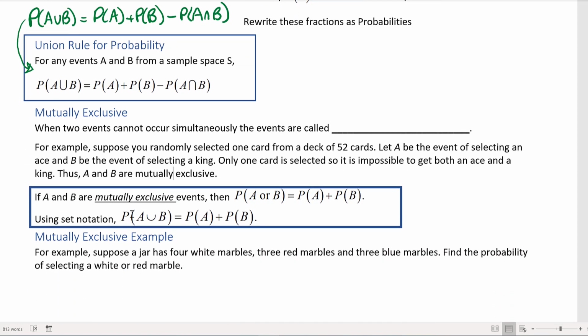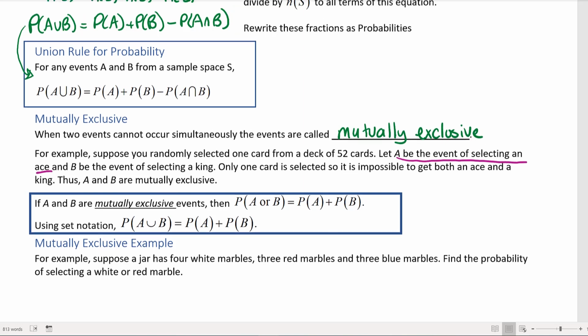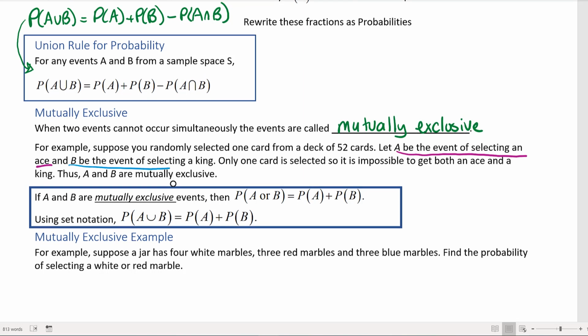When two events cannot occur simultaneously, the events are called mutually exclusive. For example, suppose you randomly select one card from a 52 card deck. Let A be the event of selecting an ace, and B be the event of selecting a king. Only one card is selected, so clearly it is impossible to get both an ace and a king at the same time. There are no cards that have both ace and king on them. Therefore, A and B are mutually exclusive.